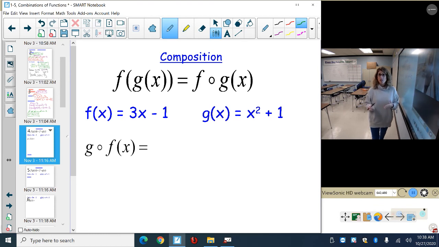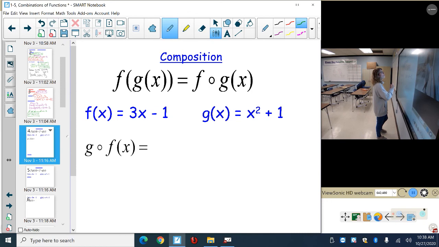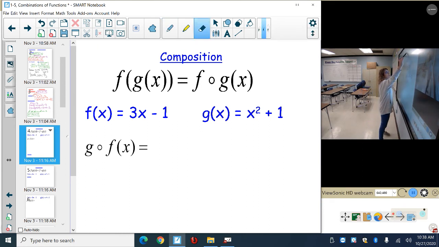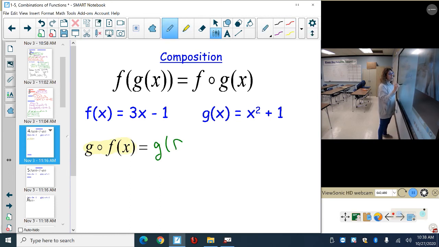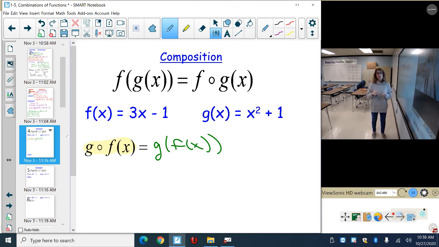Composition. Composition is basically what I just did. It's plugging in an expression for another expression and getting a whole new function out of it. Okay? So here's what I have for you. I give you f of x equals 3x minus 1, and g of x is equal to x squared plus 1. This says right here, g of f of x. You know what that means? That means you're doing g at f parenthesis of x. You're putting f of x in place of the x in g of x.